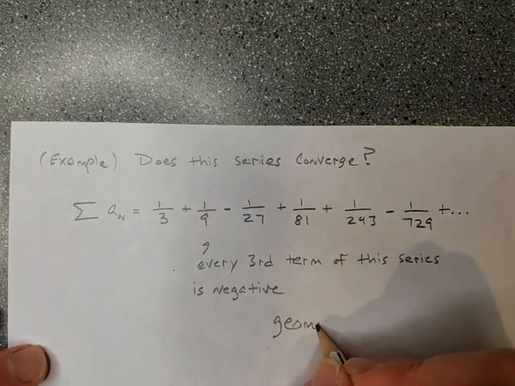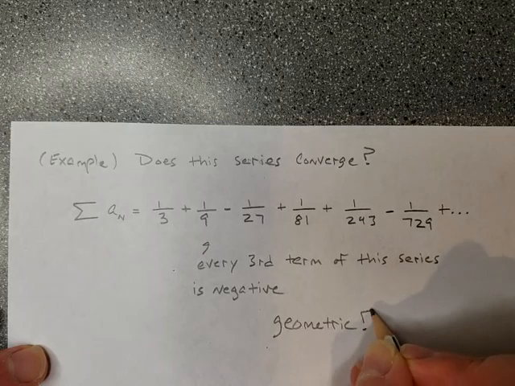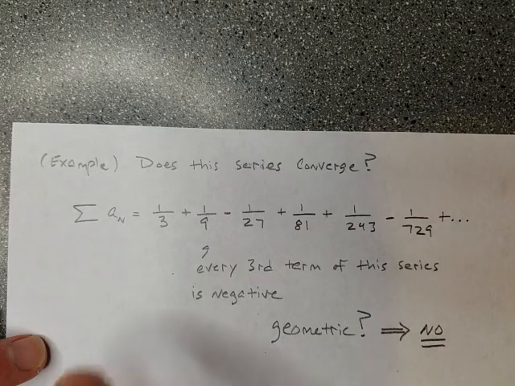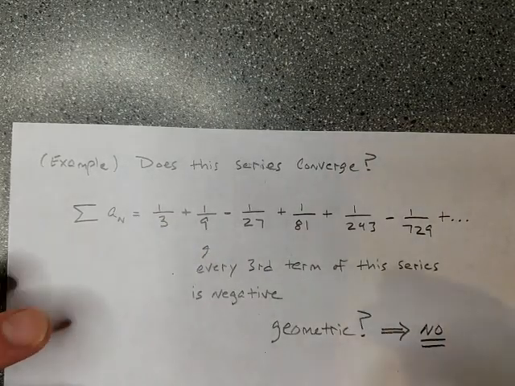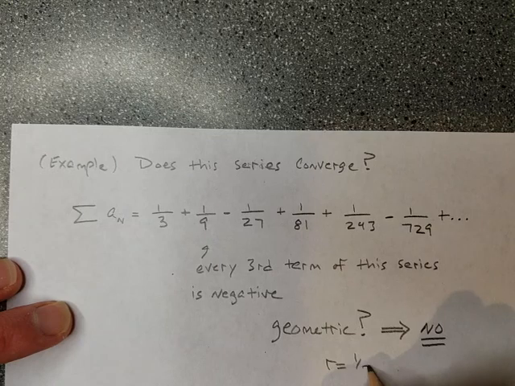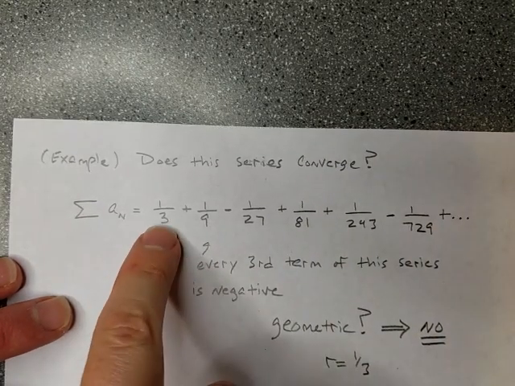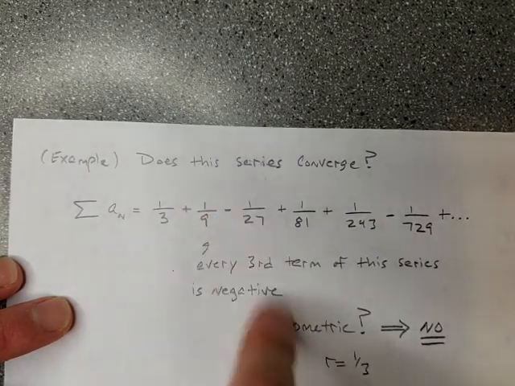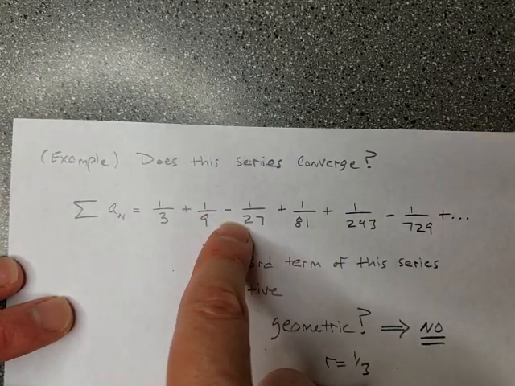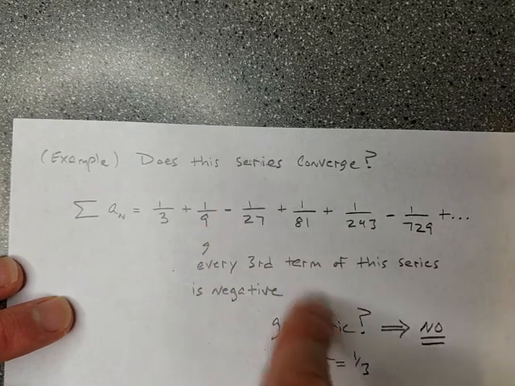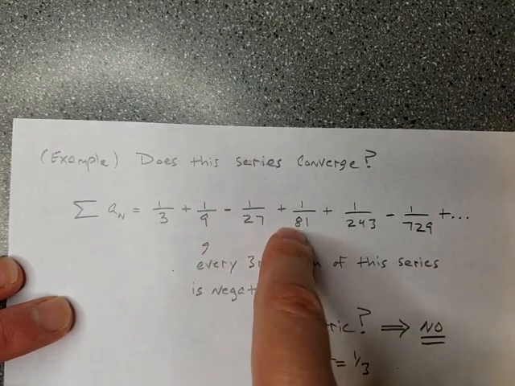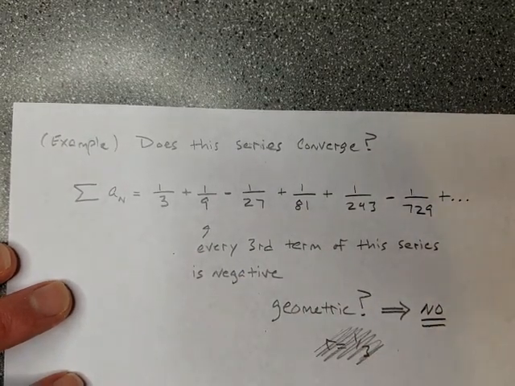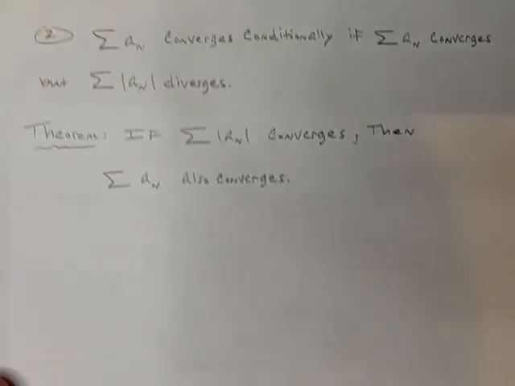Is it geometric? No. Well, why not? Well, because, what if you said R was a third? Okay, let's see. Is it true that every term times a third gets you the next one? A third times a third is a ninth. A ninth times a third is not negative 1 over 27. Negative 1 over 27 times a third is not positive 1 over 81. So it's not a geometric series. But I think we can use this.